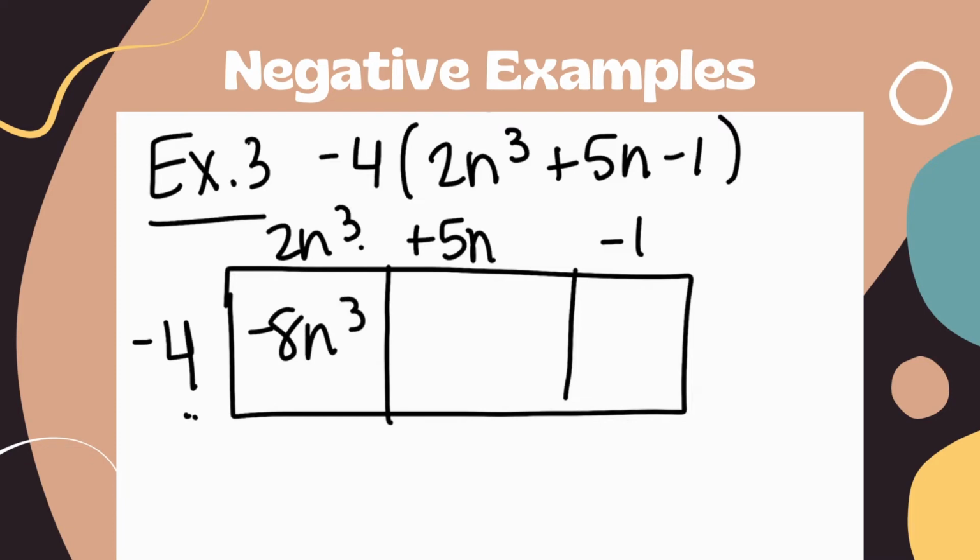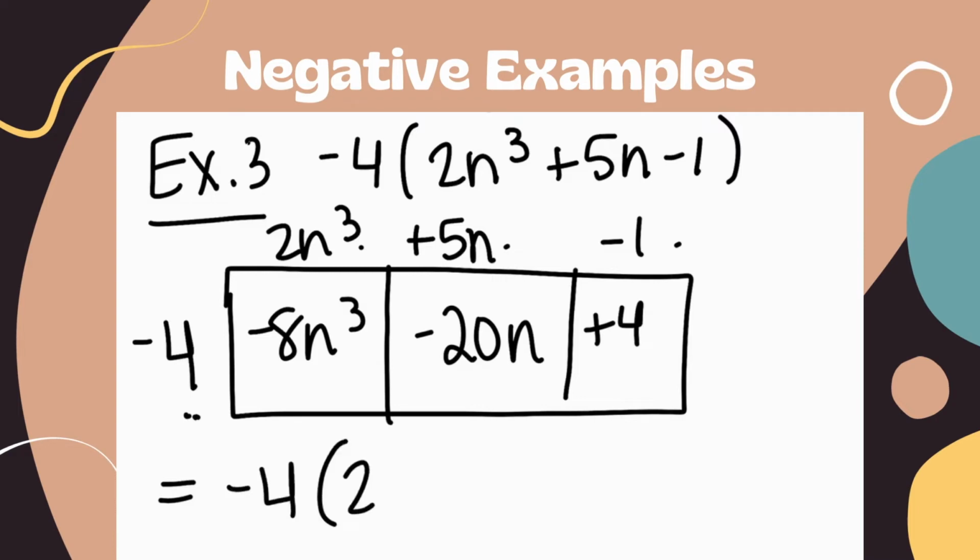Negative 4 times 2n cubed is negative 8n cubed. Negative 4 times 5n is negative 20n, and negative 4 times negative 1 is plus, right? Positive 4. So the final answer is inside the box. We have negative 4 times the quantity of 2n cubed plus 5n minus 1 equaling the negative 8n cubed minus 20n plus 4 that's inside the box. For some reason, I just rewrote the problem, so that was a careless mistake I didn't catch, but the answer is what's inside the box after we multiply.